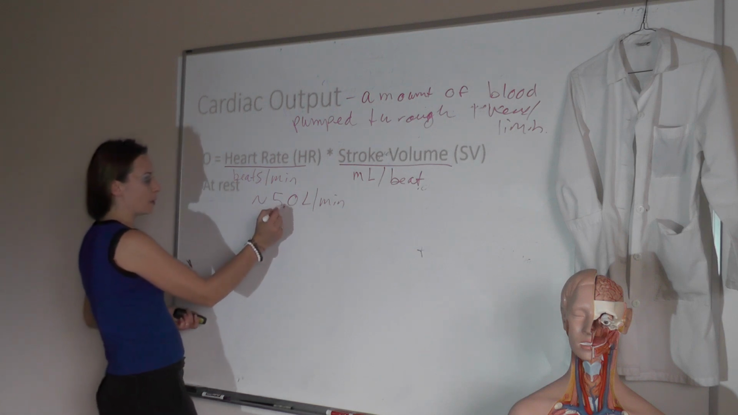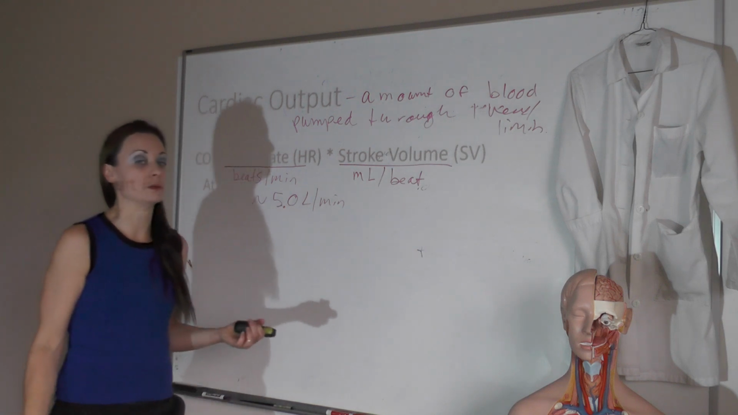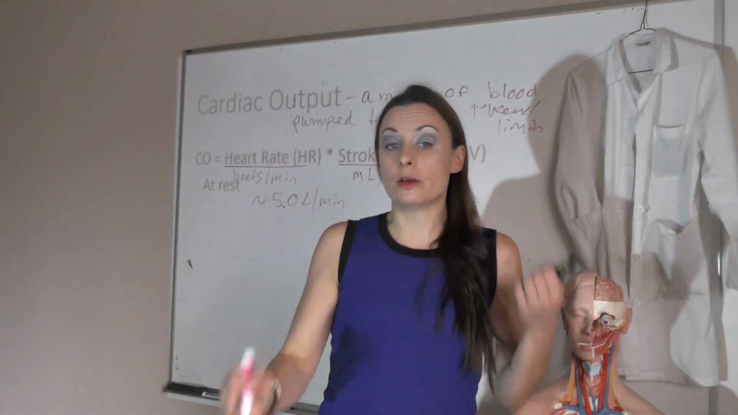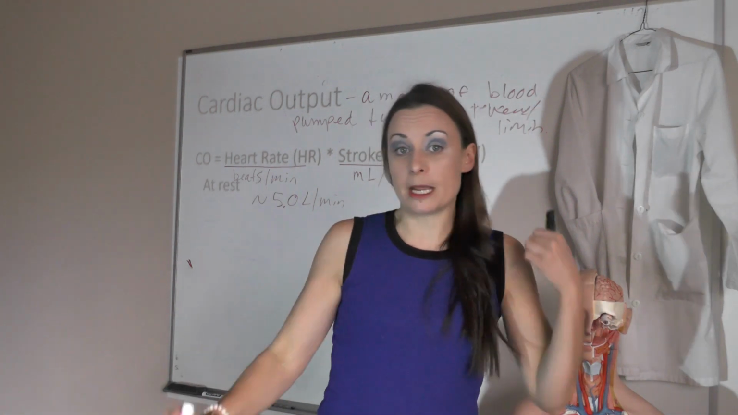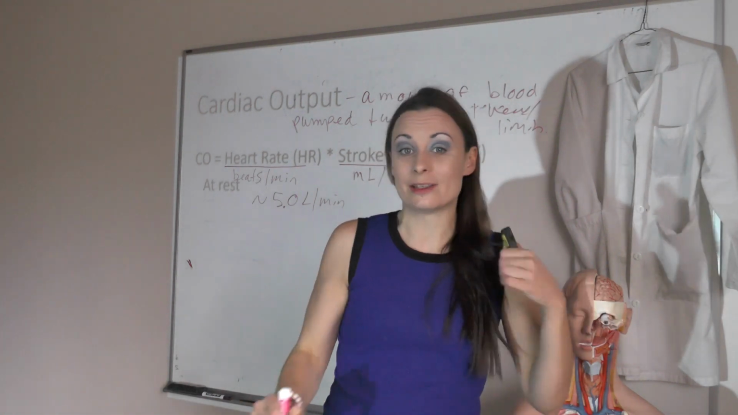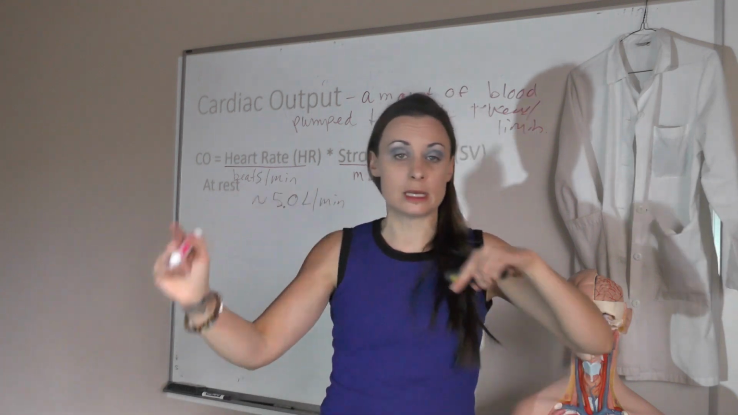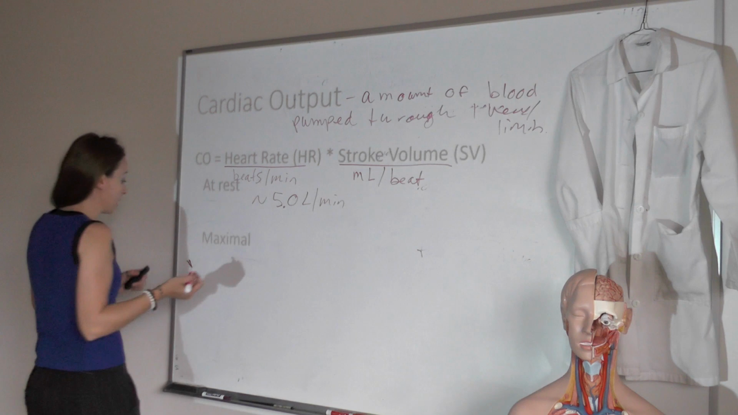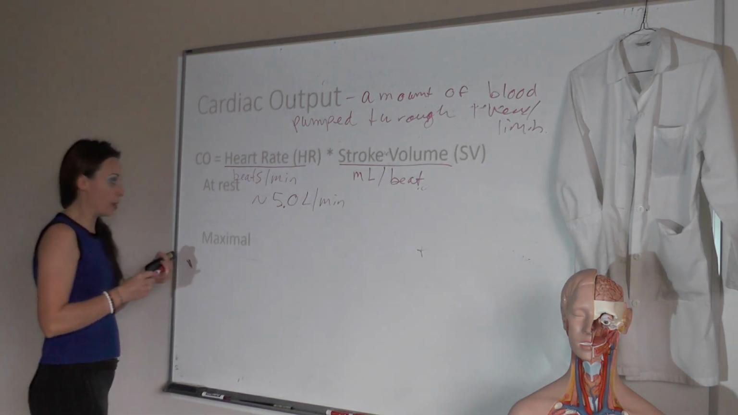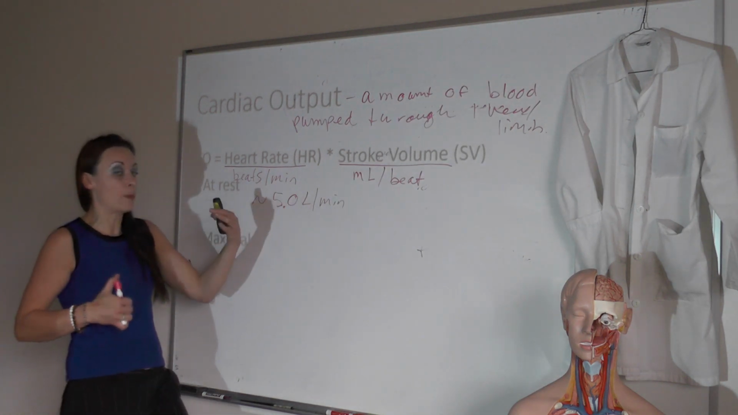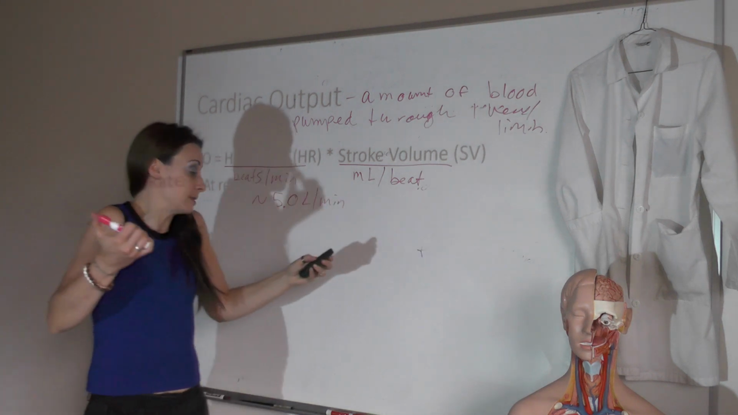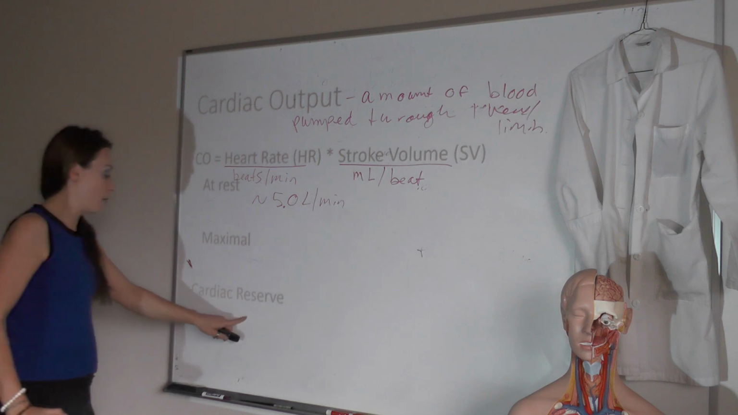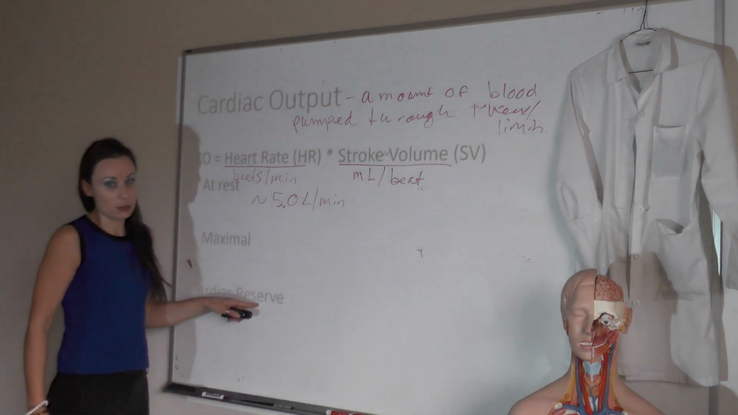Now there are times when we need more blood out in the system. Like if we're exercising, we need more blood flow. We need nutrient and gas exchange to be happening in our muscles really quickly. So we need to be able to get blood flowing through the system so that that can occur. And so your maximal cardiac output is how much blood you can pump when you're at your max. And the difference between the two is what you have in reserve. So how much could you ask your heart to do?